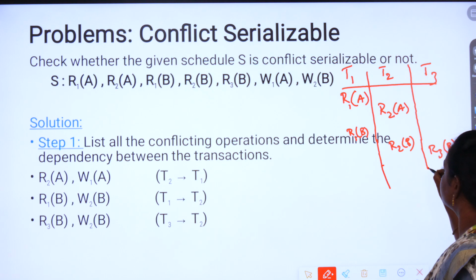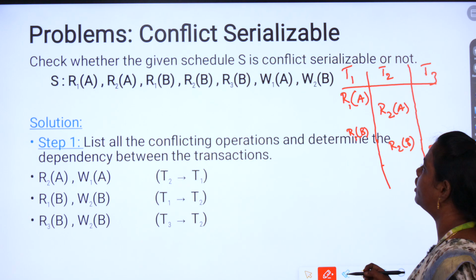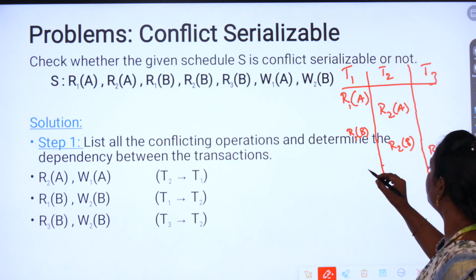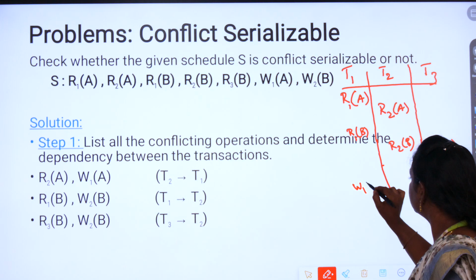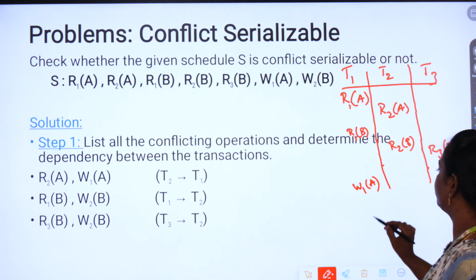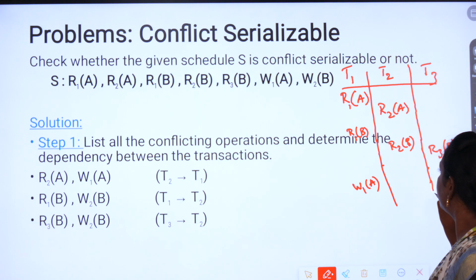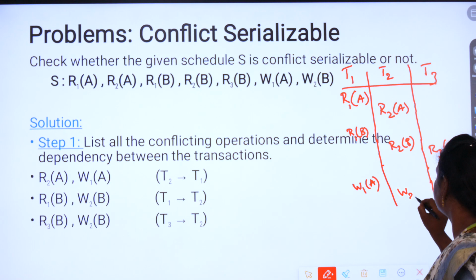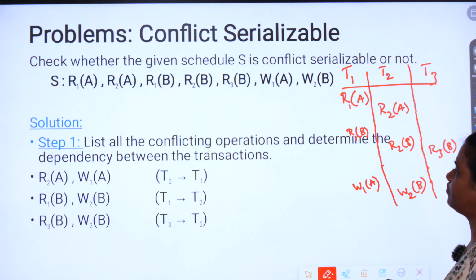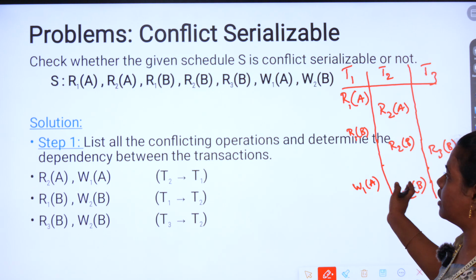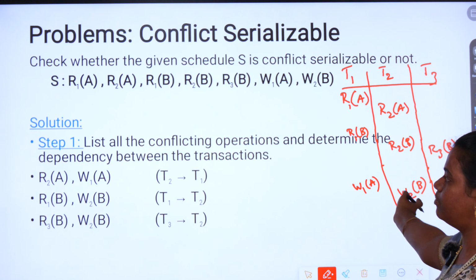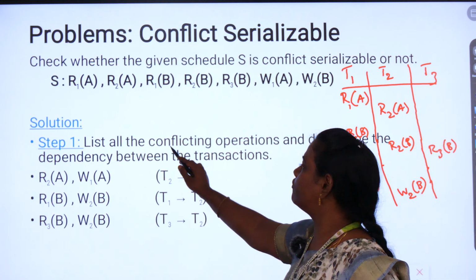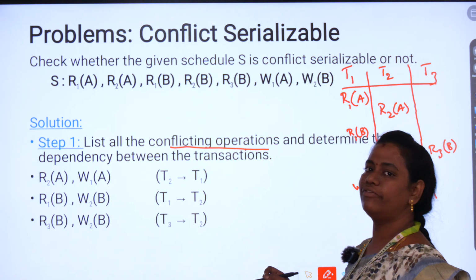Then the next instruction is W1 of A, a write operation in transaction 1 on data A, and then a write operation on data B in transaction 2, that is W2 of B. Now I have converted the given schedule into tabular form. Now I am going to find the conflicting operations. That is our first step.